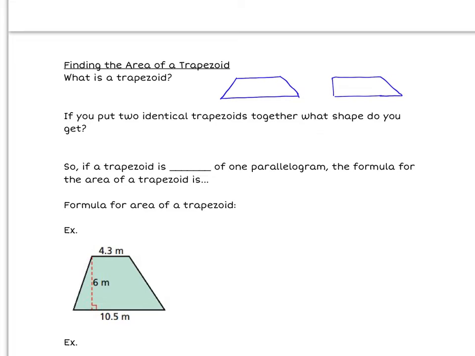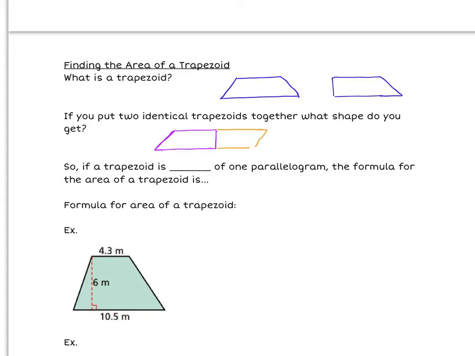Now if we take two identical trapezoids and put them together, so if I take a trapezoid here and go straight down there, so there's a trapezoid. Now if I make an identical one, and this time I'm going to flip it upside down, so I'm going to have the long side on the top and the short side on the bottom.